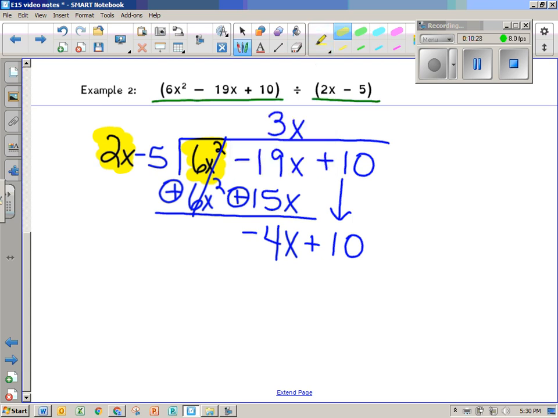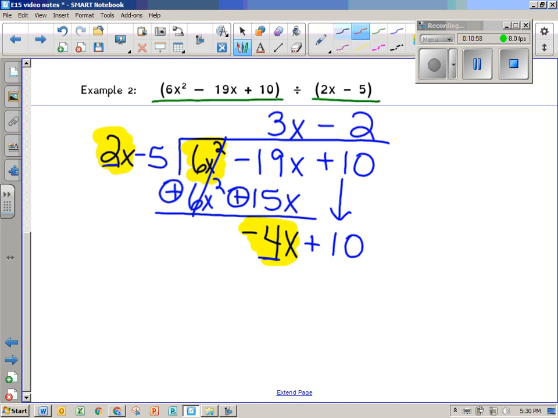So now we're going to divide 2x into negative 4x. Remember, it's always first term into first term. So let's keep going. So 2x times what is negative 4x? That would be negative 2. The x is already there, so you don't need an x. You just need to get from 2 to negative 4. So you have to multiply by negative 2. So it would be minus 2.